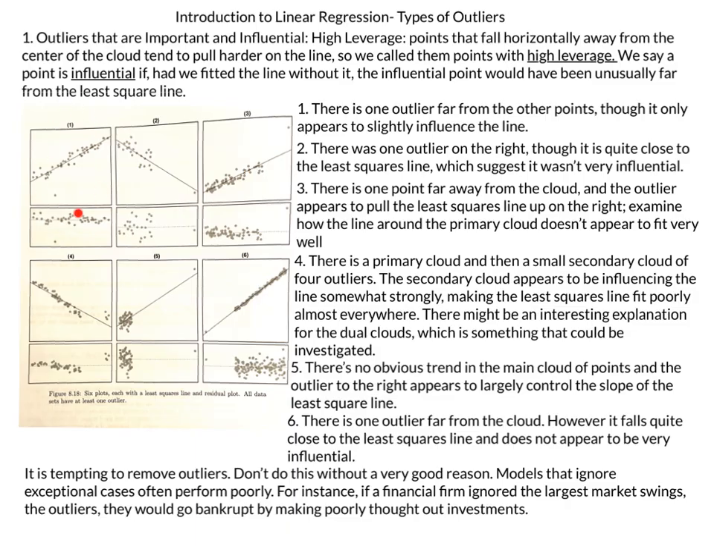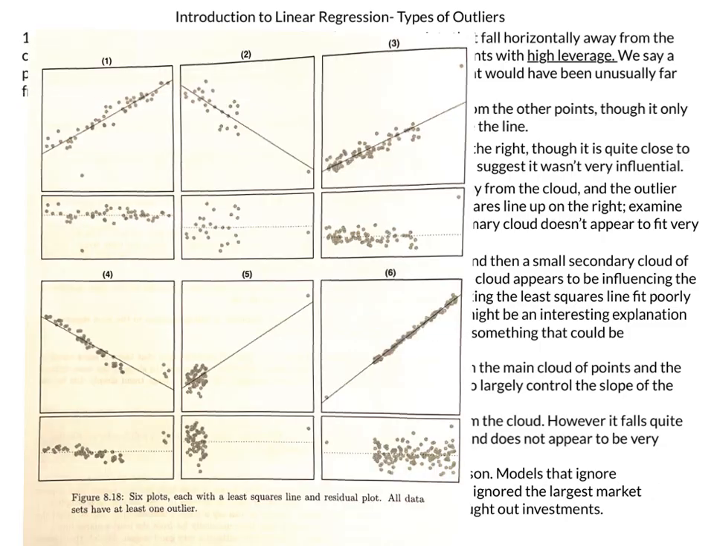Over here in our first example, there's one outlier, this outlier here, quite far from the other points, though it only appears to slightly influence the line. Let's take a little bit closer look. So this one point here, without it, when I would try to fit these lines here, I would think that the line would go more through the center of these points and then kind of start coming down to accommodate these points until finally it fit these points here.